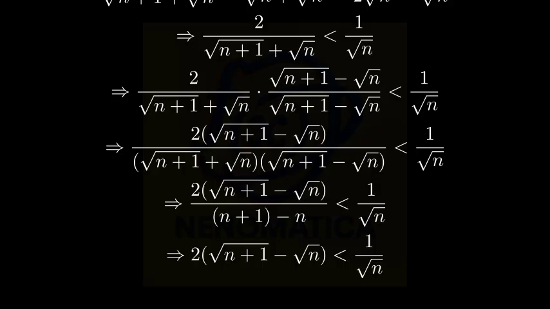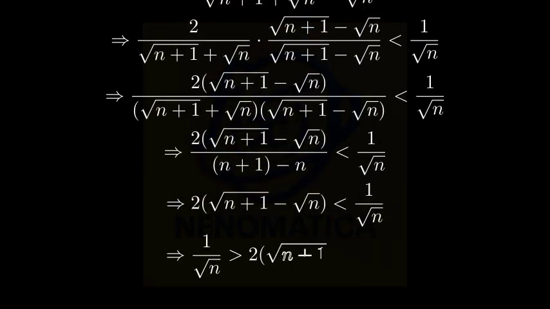Now, let's invert the inequality. If 2 times the quantity square root of n plus 1 minus square root of n is less than 1 divided by square root of n, then 1 divided by square root of n is greater than 2 times the quantity square root of n plus 1 minus square root of n. Let's start by looking at the problem. We need to prove the inequality 1 over the square root of n is greater than 2 times open bracket the square root of n plus 1 minus the square root of n close bracket.